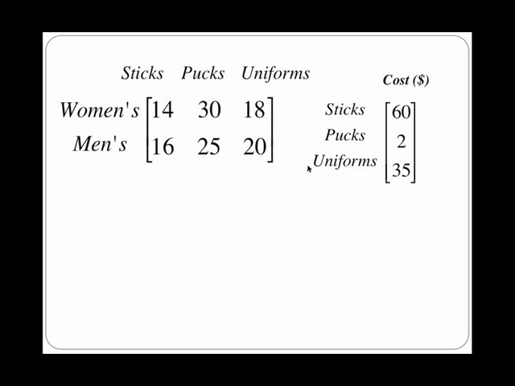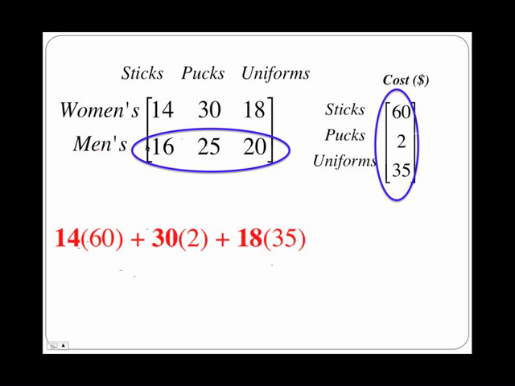And so what we're going to do is take these two matrices and multiply them together. And this multiplication process will tell us how much it costs for each team, for the women's team and the men's team. So we're going to take the women's row and multiply it by the cost. So 14 times 60, 30 times 2, 18 times 35, and add all those up. Then we're going to do the same for the men's. We're going to do 16 times 60, 25 times 2, 20 times 35, and add all those up.